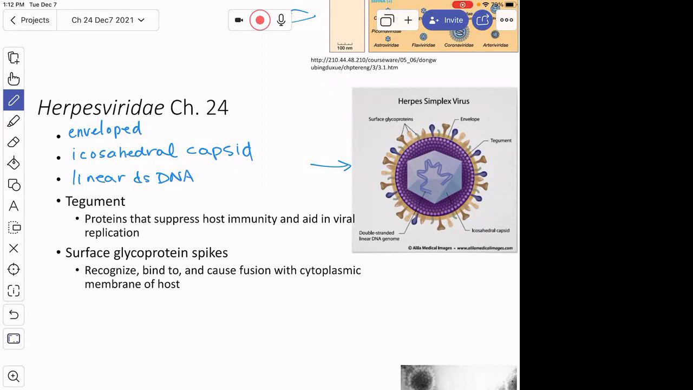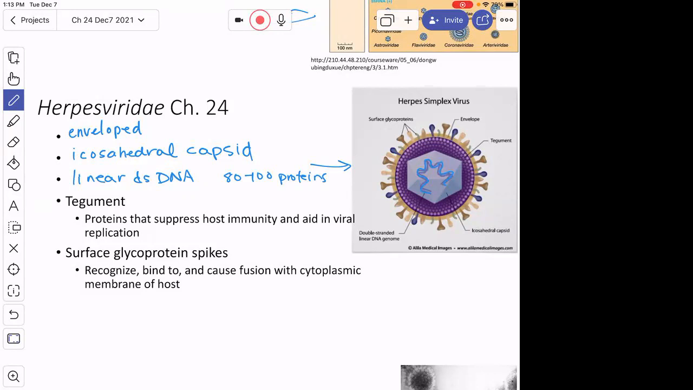What I mean by linear is that their DNA is all in one strand. Some viruses, like the influenza virus, as we'll see, have lots of different segments. This is all in one strand, and it's a pretty big genome. We think it encodes somewhere between 80 and 100 proteins. So that's pretty large.